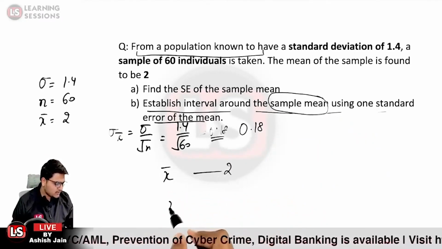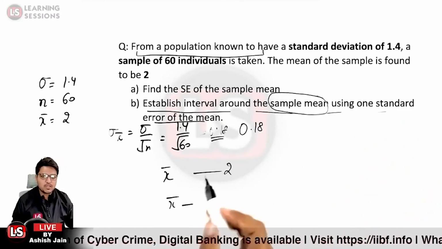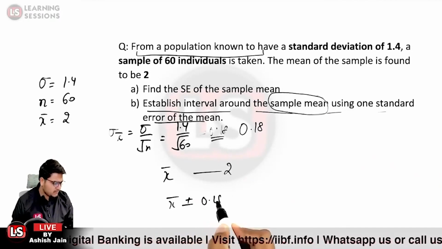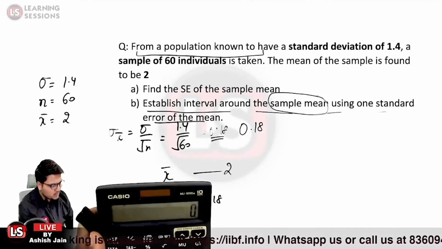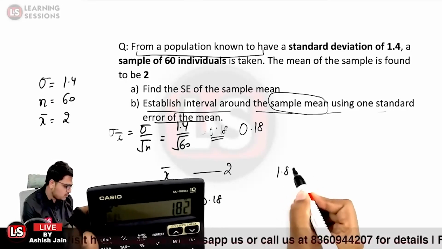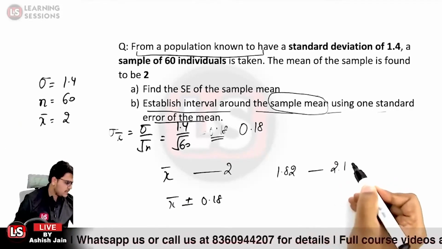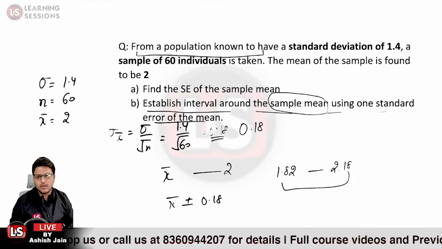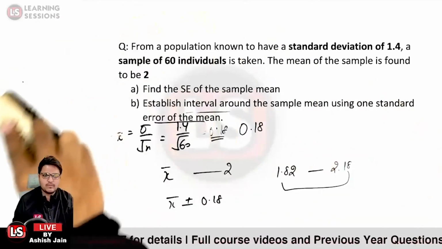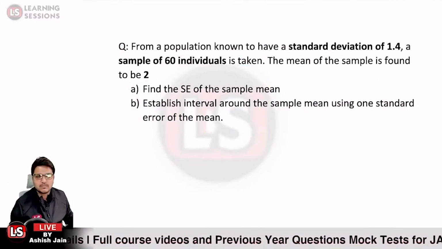And further, we need to calculate an interval around it, using one standard error of the mean, that is sigma x bar. So it will be plus or minus 0.18. So it will be 2 minus 0.18, that is 1.82, ranging up to 2.18. So that is the interval that we need to calculate over here. Okay. Now let's move to the next question.